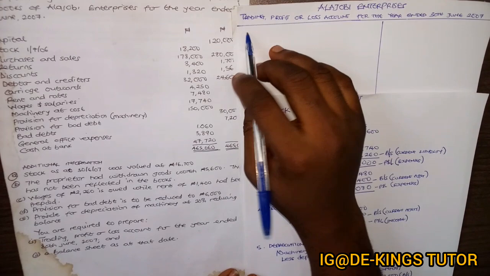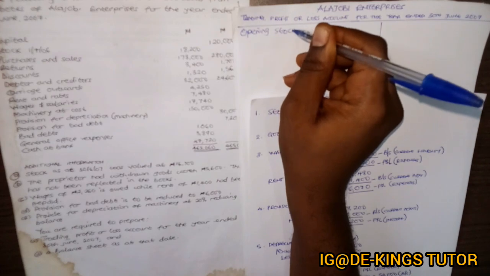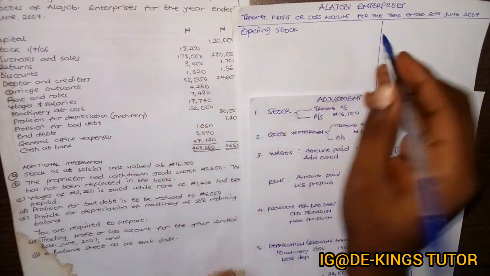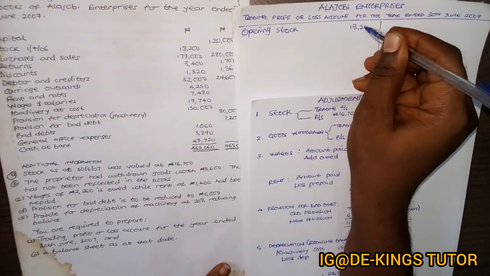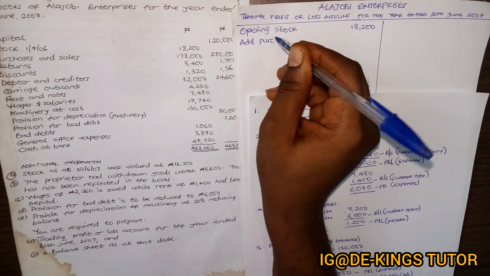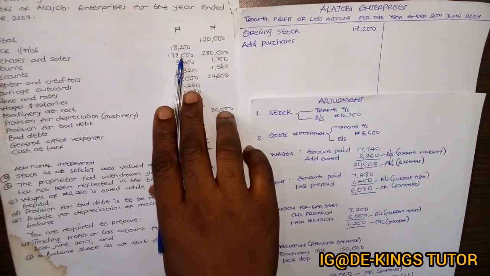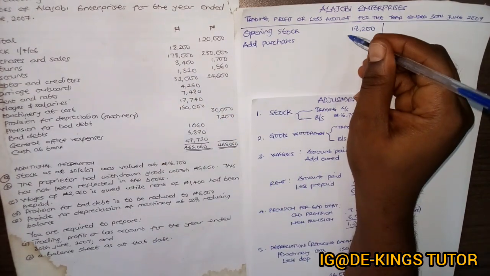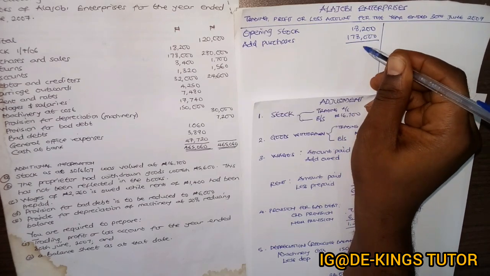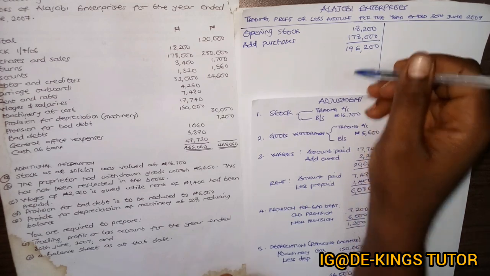Now, the first item that should come here is the opening stock. We check here, our stock at the beginning, 18,200. So the next one is add purchases. The purchases and sales are together. The purchases are the one at the debit side, that's 178,000. So if we add it now, we have 196,200.